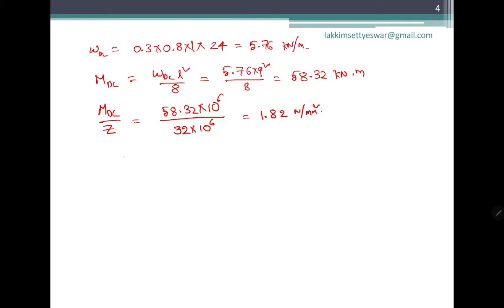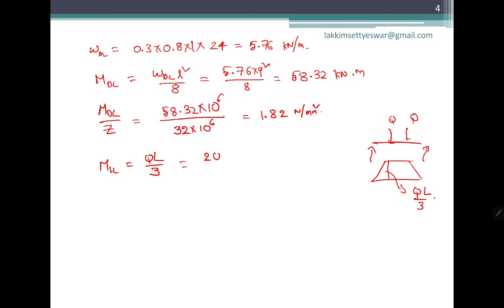Now we need to calculate the stresses due to live load. For that we need to calculate the moment due to live load. So M_LL is equal to QL divided by 3. When a beam is subjected to 2 point loads at 1/3 positions, the maximum bending moment is QL by 3. So Q is the point load, 20 kilonewton, and L is the length of the beam, 9 meters, divided by 3, is equal to 60 kilonewton meter.